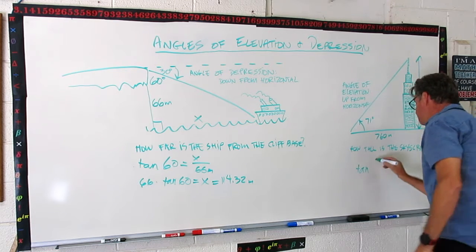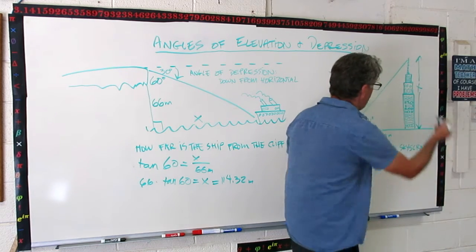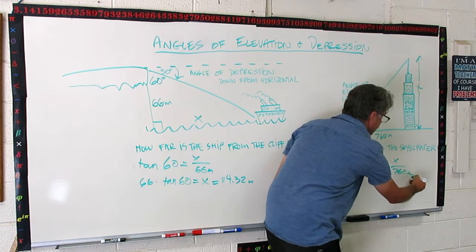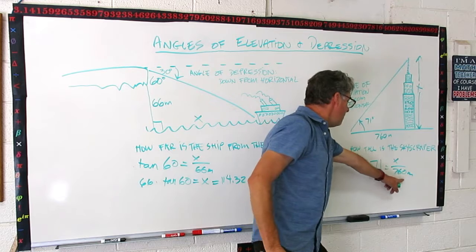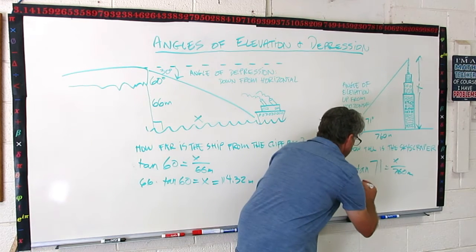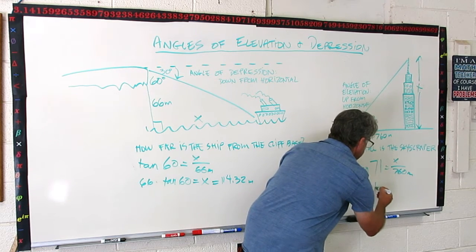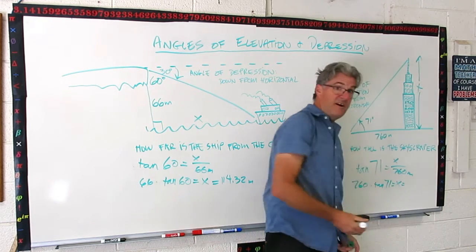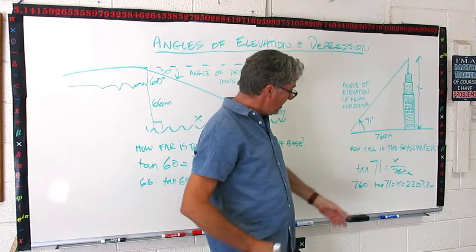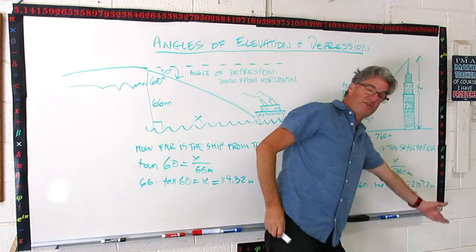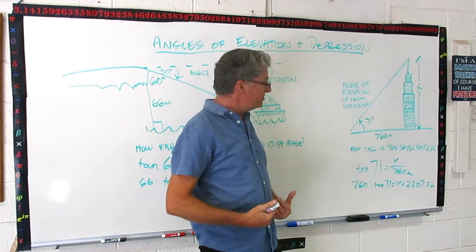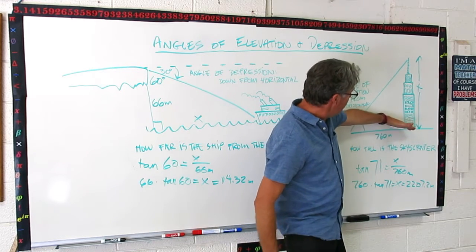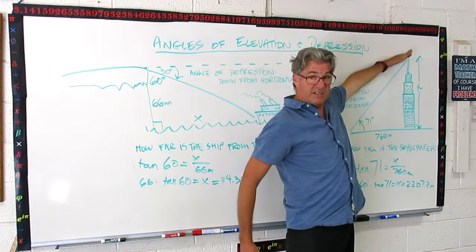tan 71 equals opposite x over 760 meters. Variables up high, we multiply these two quantities. So I have 760 times tan 71 equals x. Let's find out what that is. Okay, so what I got was 2207.2 meters. Now let's do a reality check. If this is 760 meters to the base, then could this be 2,207 meters?